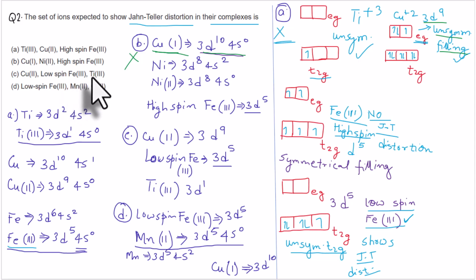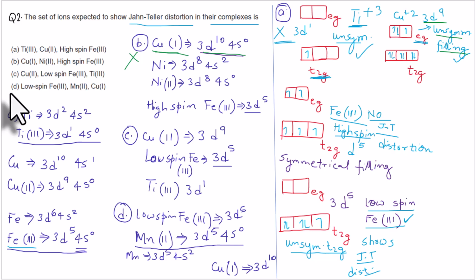And now the third ion in option C is titanium 3+. Yes, titanium 3+ also shows Jahn Teller distortion. Here we saw that titanium 3+ contains 3d1 electrons, which are unsymmetrically filled in the t2g orbital. So option C, which has copper 2+, low spin Fe3+ and titanium 3+, all of these contain unsymmetrically filled either t2g or eg orbitals, which show Jahn Teller distortion. So option C should be the correct answer in all probability.